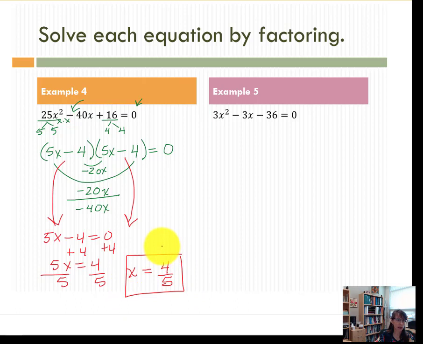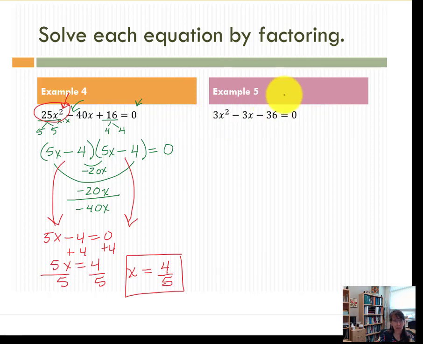Now you may recall that I said earlier that when the lead term has a power of 2, we expect 2 solutions. Well, we actually have 2 solutions. They're just 2 identical solutions. So we only need to write it one time. x equals positive 4/5. In our final example, number 5, we have 3x squared minus 3x minus 36 equals 0.